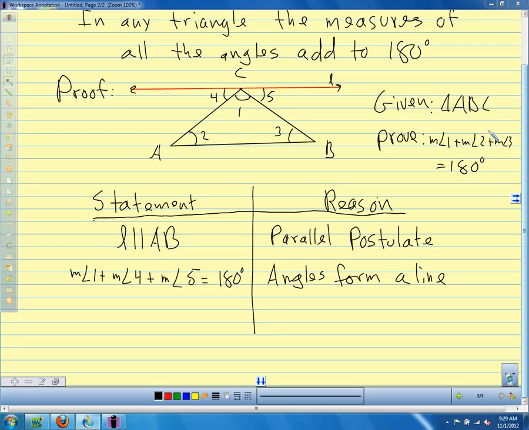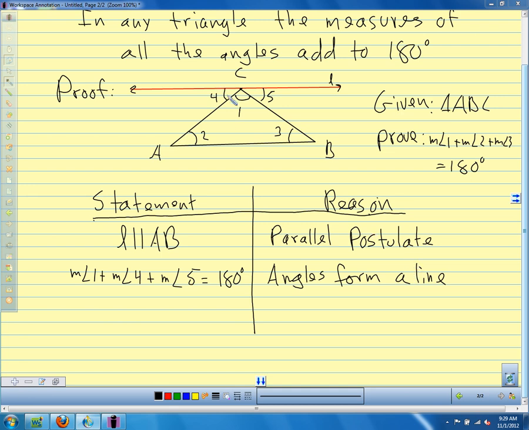Now we're going to use what we know about parallel lines. Line L is parallel to segment AB. What kind of angles are angle 4 and angle 2 for those parallel lines? If this line is parallel to line L and this side of the triangle is our transversal, what kind of angles are angle 2 and 4? Are they between the parallel lines or outside the parallel lines? They're between, so they're interior angles.